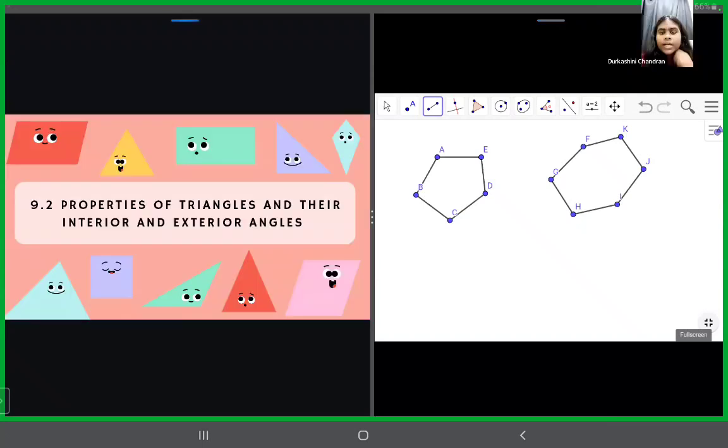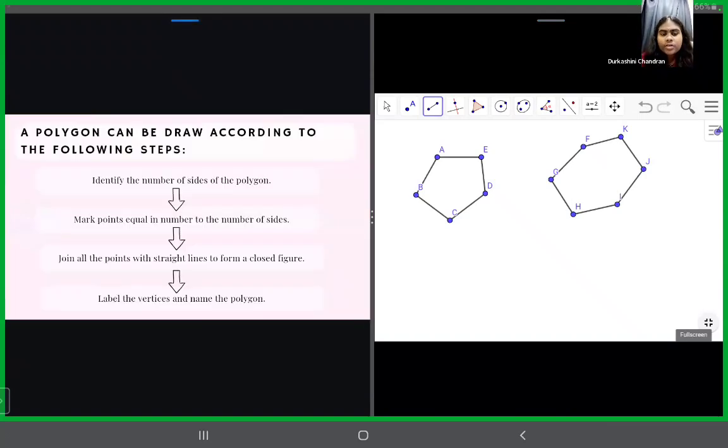Okay, Teacher, I have a question. Is that considered a polygon if the length of the sides is not the same? Yes, it can be not the same, but all the lines must be connected, must be closed, but the lengths can be different. Okay.